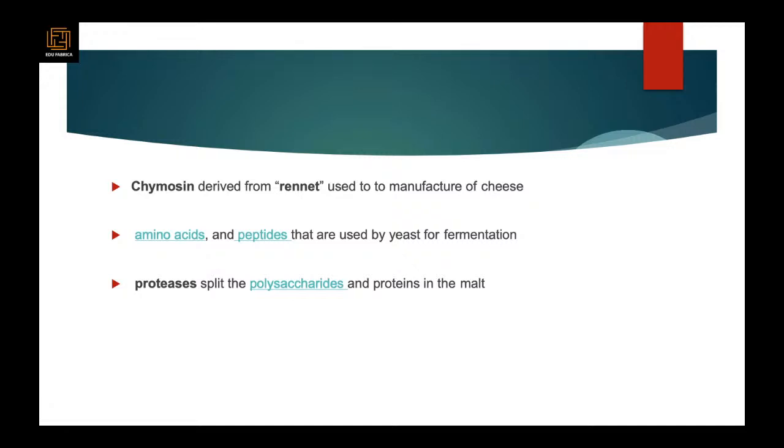So chymosin derived from the rennet is used to manufacture cheese. Amino acid peptides are used for the fermentations, proteases, polysaccharides and proteins in the malt. So these are various applications in the industry of various enzymes.